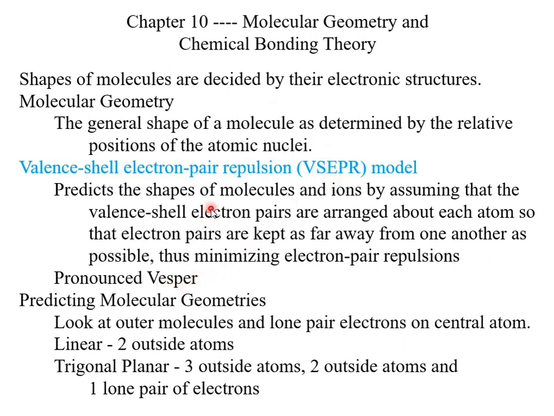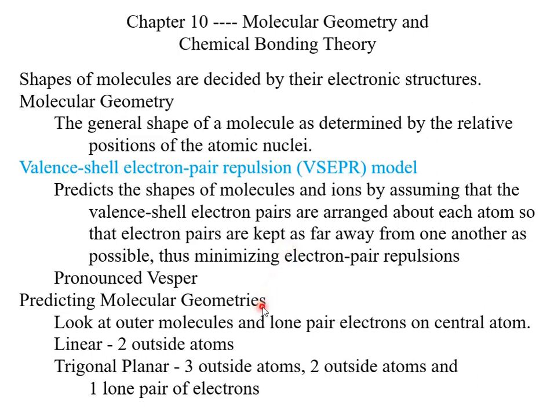It's called VSEPR. And basically, we're going to be looking at the number of outside atoms, because all of these are assuming that we have a central atom, like we did in the drawing of the Lewis structures. So we have a central atom and outside atoms, and then where the lone pair electrons, or unbonded electrons, are around the atom. Because electrons are all negatively charged, they repel each other. We want to keep lone pairs or electron pairs as far apart as possible because of that natural repulsion.